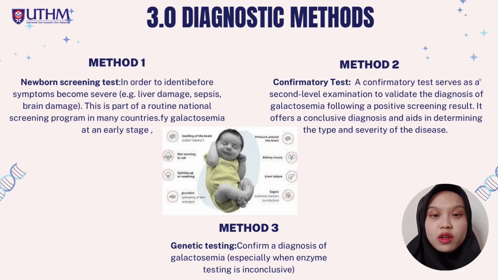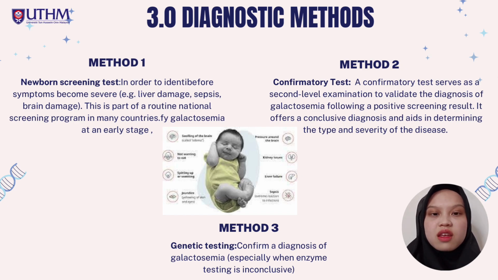So right now I'm going to share with you the diagnostic methods. There are three main ways to diagnose galactosemia. Method 1, newborn screening test. This is a routine test done after birth to check for early signs of galactosemia and prevent serious problems like liver damage. Method 2, confirmatory test.